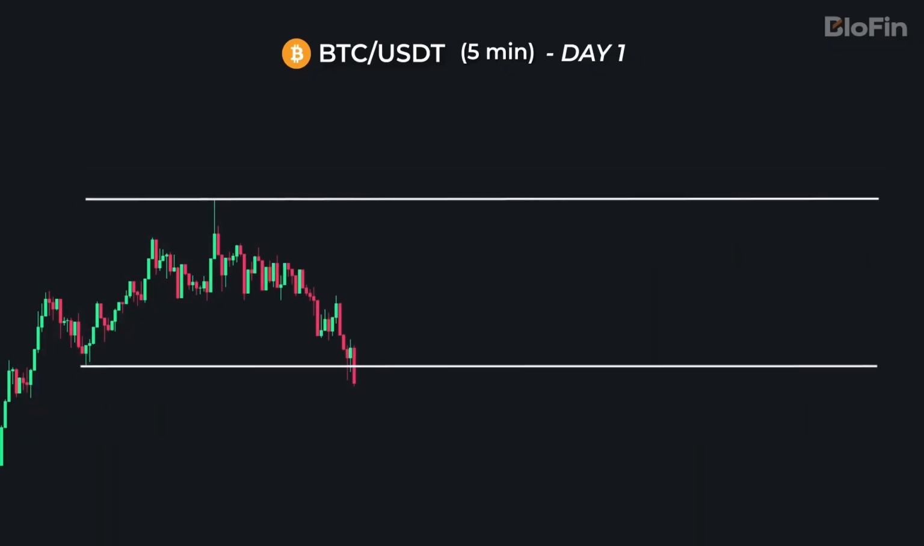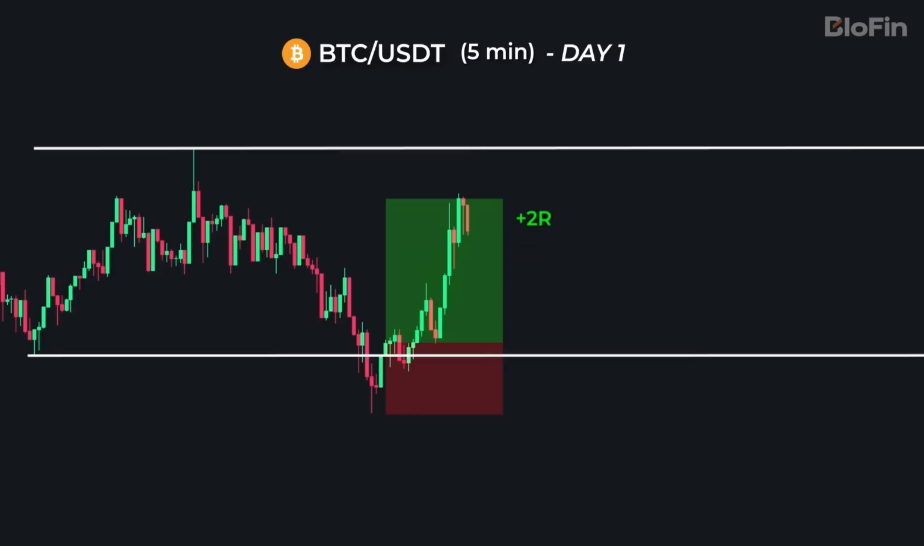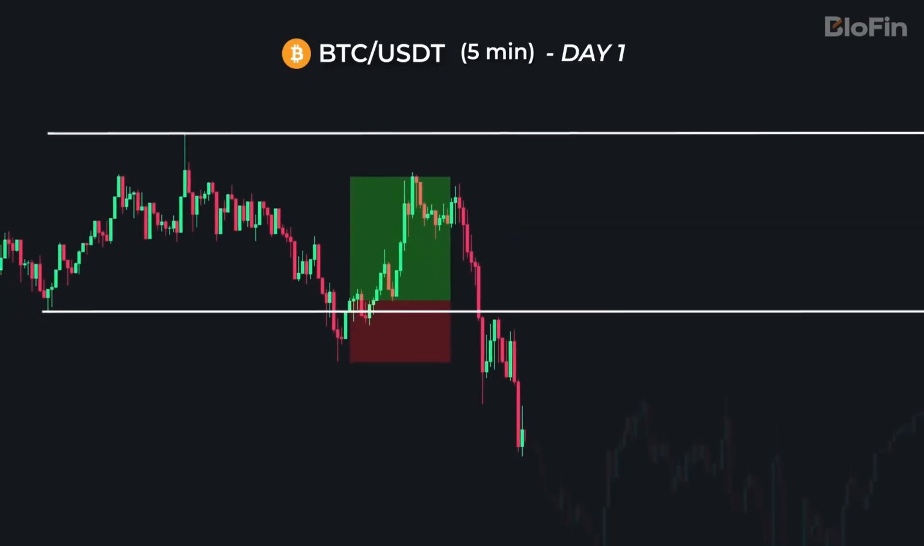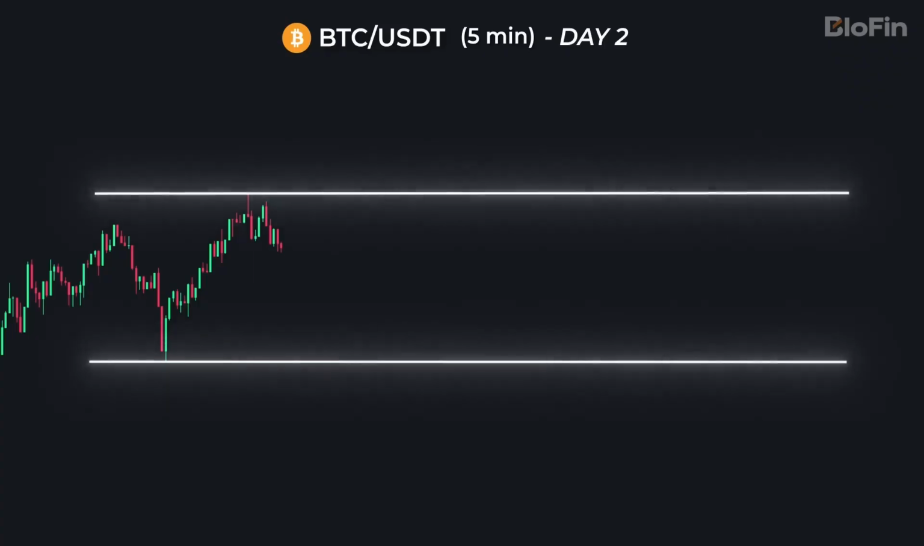Right here, we can see price broke out and closed below the range low. Then it quickly closed back above. That gave us a long entry. Stop loss goes at the low of the breakout, and take profit set at 2 times risk. And as you can see, price hits the profit target, giving us a 2R profit. After that, price went out of the range again but didn't close back inside, which means there were no more setups for today.